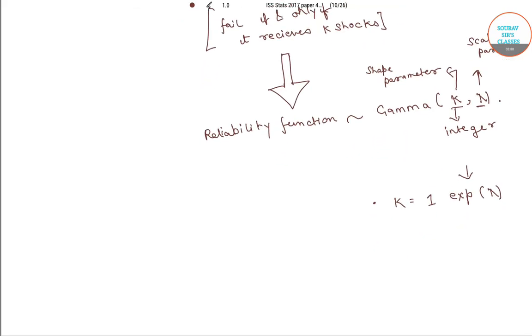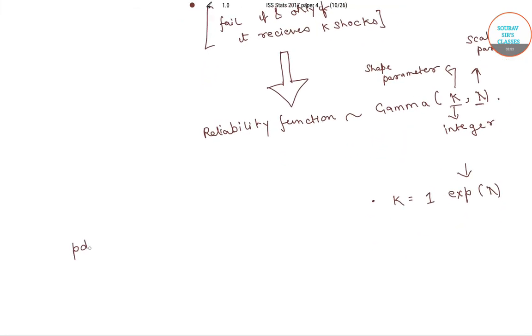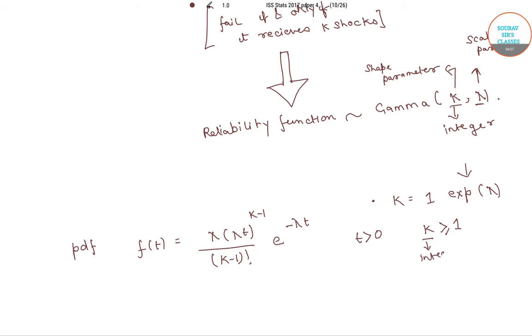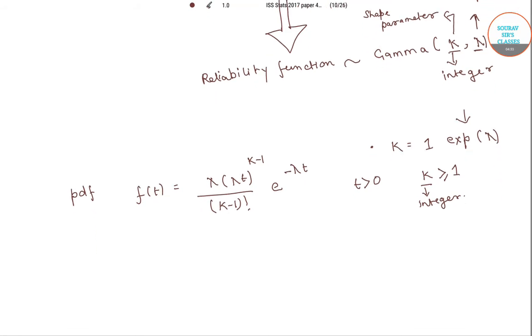Now its PDF is given by f of t equals lambda into (lambda t) raised to the power k minus 1, divided by (k minus 1) factorial, into e raised to the power minus lambda t, where t is greater than 0 and k, which is an integer, is greater than or equal to 1. So the PDF f of t is given by this.